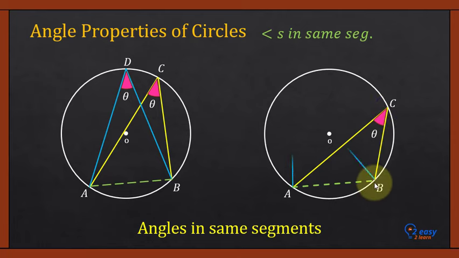Now the same chord AB, emerging from points A and B, makes an angle at point D. So this will also be theta degrees. Why are both angles equal? Because angle D and angle C are formed by the same chord AB. That's why both angles are equal. Let's solve a few exam questions and apply this property.